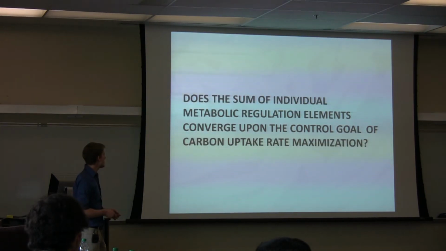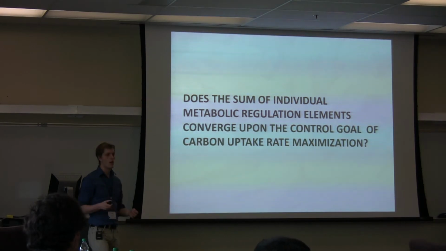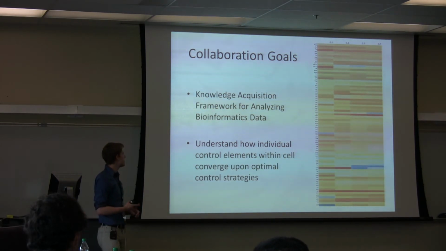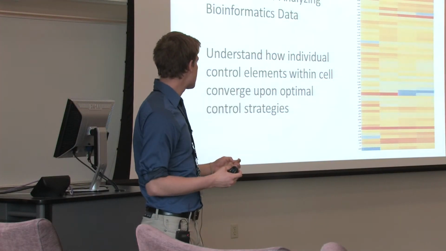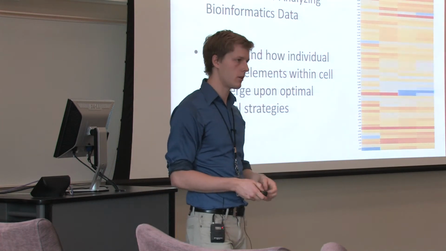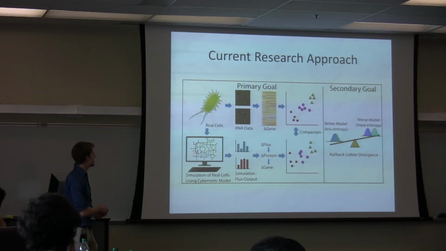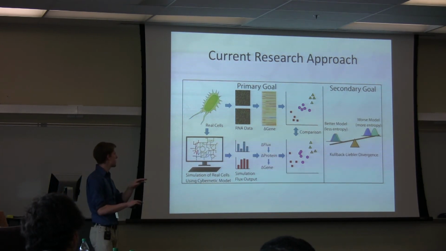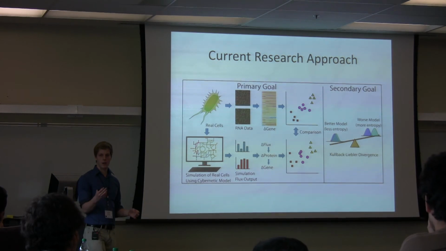And so as a team, we would like to answer this question: does the sum of individual metabolic regulation elements converge upon the control goal of carbon uptake rate maximization? To do that, our collaboration goals are, first of all, to develop a knowledge acquisition framework for analyzing these complex sets of data. Through that, what we would like to see is to answer that question that I posed earlier. Some of the methods that we're currently using are to take real cells, look at their data and their gene expression changes, and then simulate those using the model to compare how the model can represent these gene expression changes.